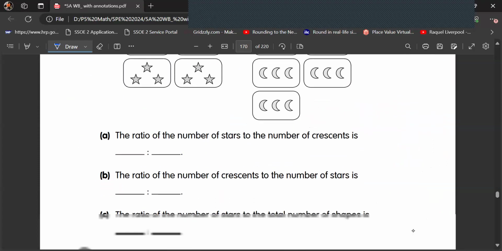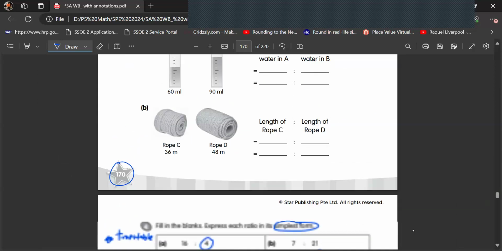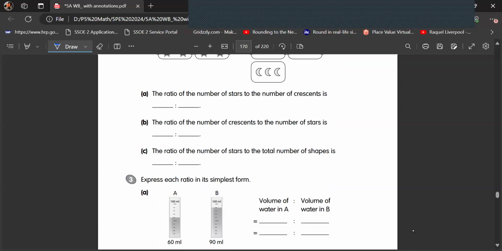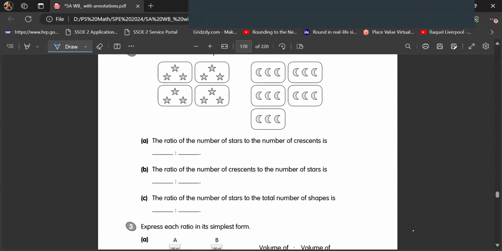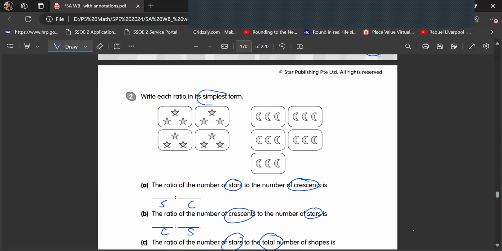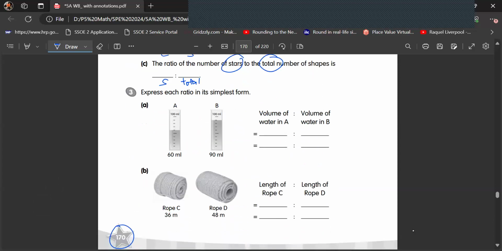Okay, then you move on. This was homework on page 170, so I will not go through this one. The most important thing I still emphasize again is about the annotations. Stars to total, and it asks for each ratio in simplest form. Please do your annotation. Have you done your annotations? Please, thank you. Now I'll just go through this one here on page 170.